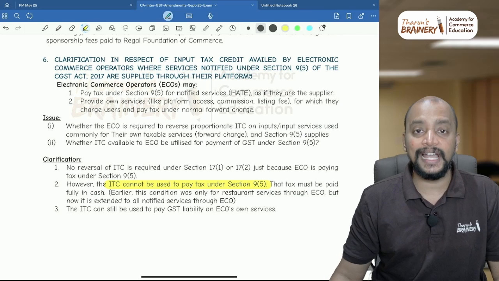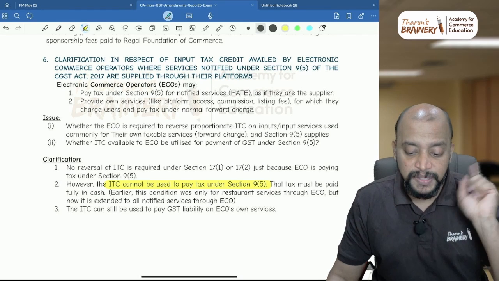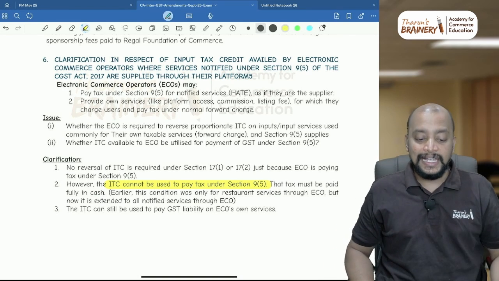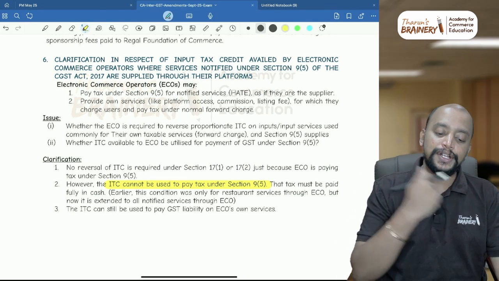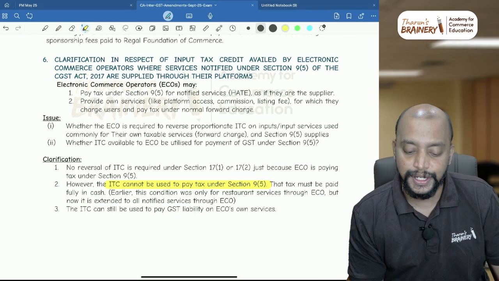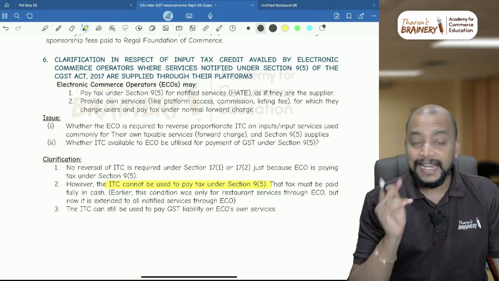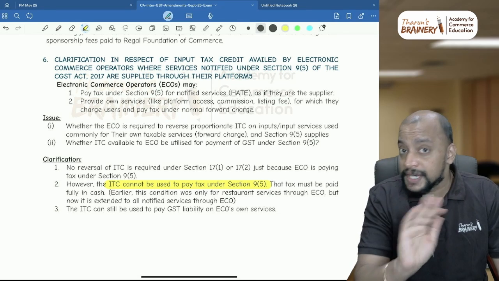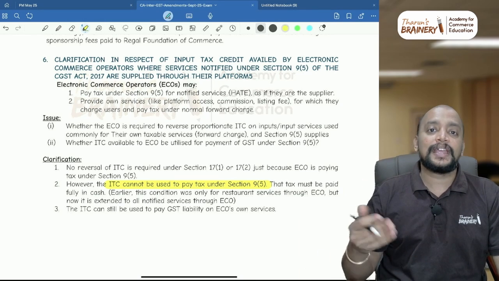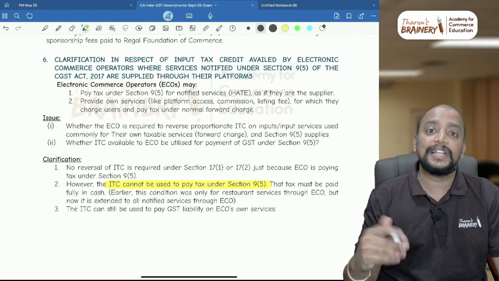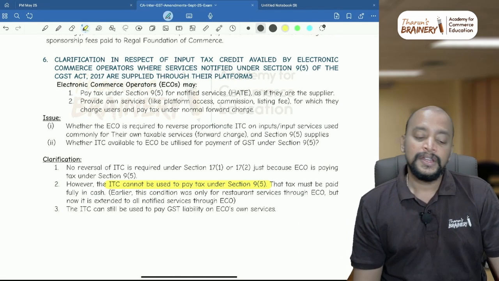Then how should that 9(5) tax be paid? That tax must be paid only through cash. Earlier this condition was only for restaurant service through e-commerce operator, but now it is extended to all notified services through e-commerce operator. And the ITC whatever they have, they don't have to reverse. That can be utilized for payment of their own supplies, the commission, listing fee, etc. and all other things. So for that they can use.